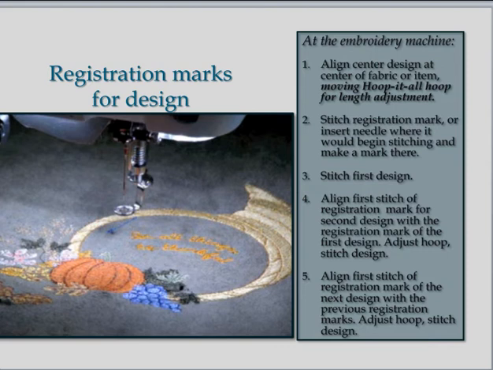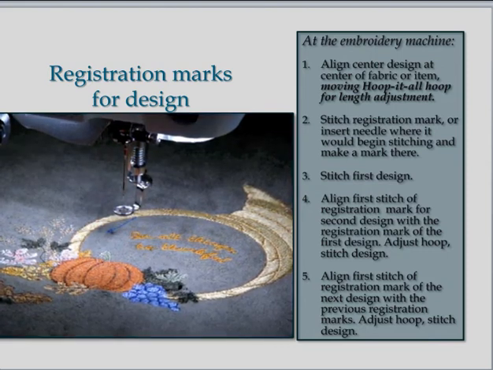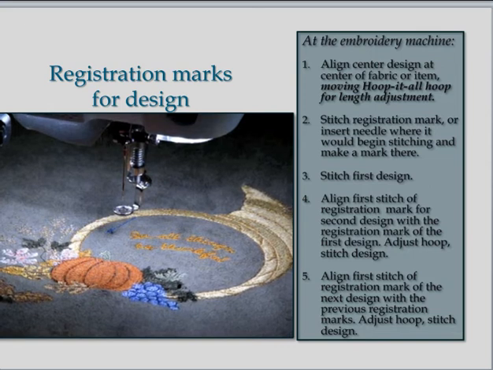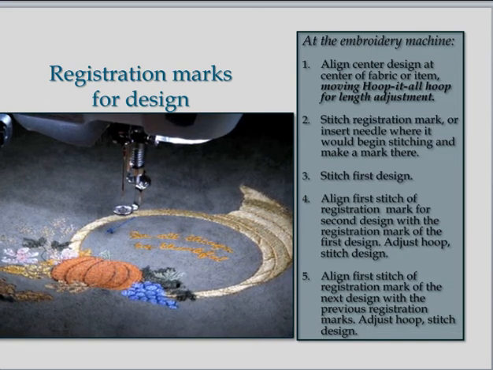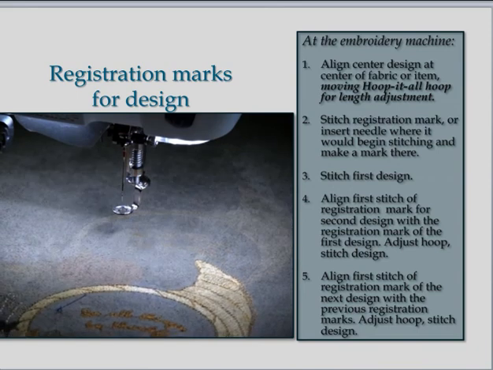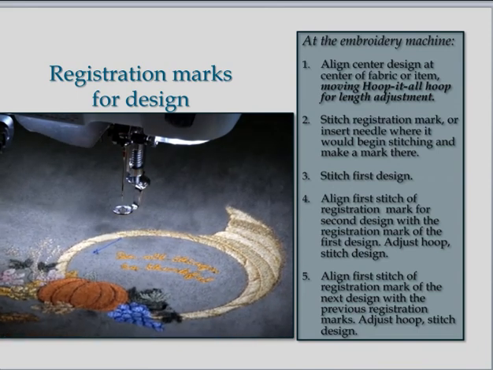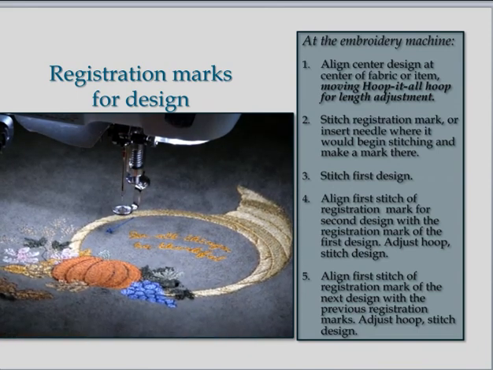Stitch the registration mark, which should be the first stitch of the design. I used silk thread so it would come out of the fabric easily. It is critical that you will be able to locate this mark when adjusting the hoop to stitch the next hoopings. As illustrated in the video, a registration mark and the first design have been stitched.